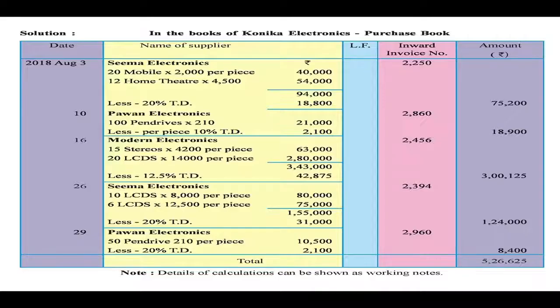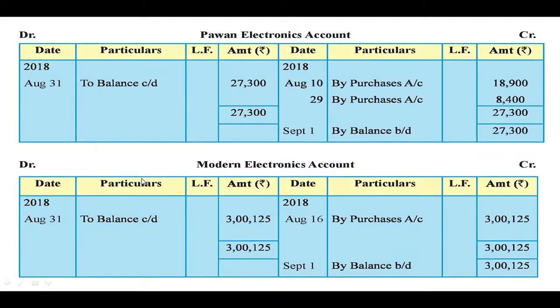Then the next supplier is Modern Electronics. Here you can see, and the amount is rupees 3,125,000. So the entry will be recorded on the credit side 16th August by purchases rupees 3,125,000. So again it will be written as a total on both the sides. Then on debit side we have to write to balance carried down. Same will become the opening balance for the next month, which will be transferred on the credit side.